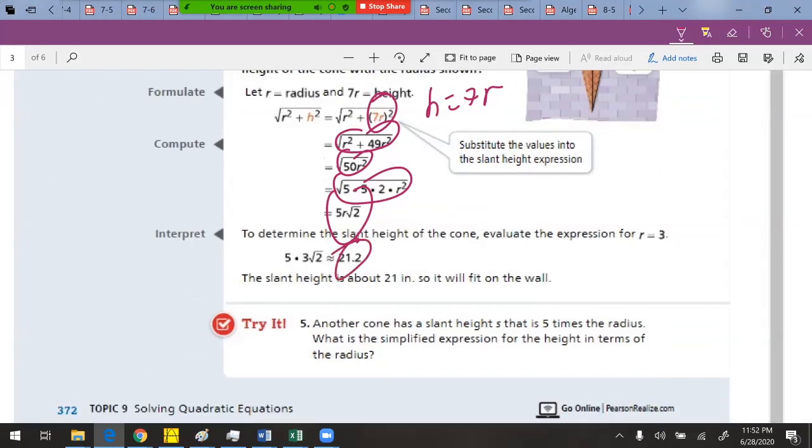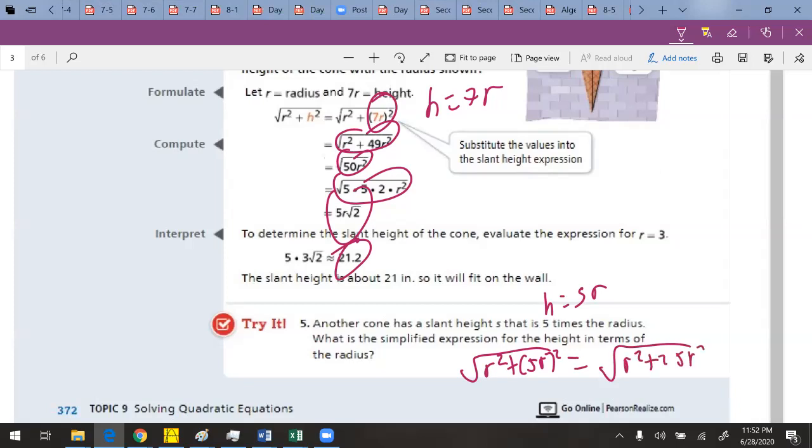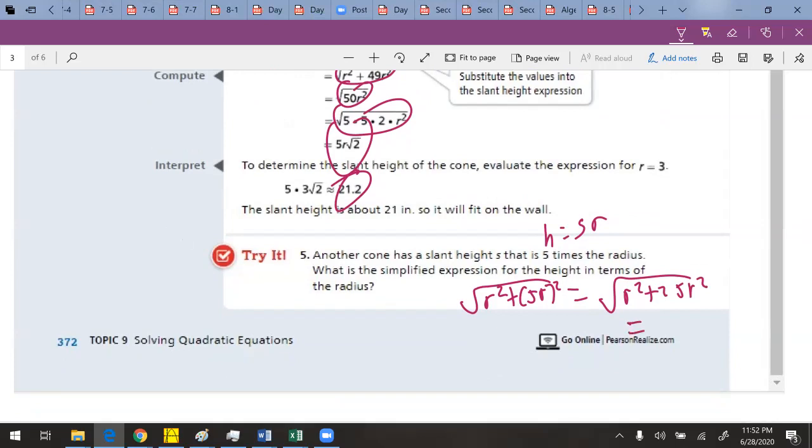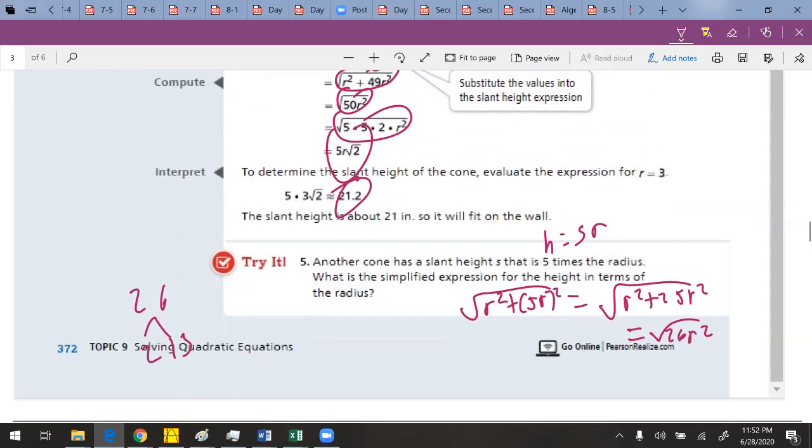Okay, another cone has a slant height that's 5 times the radius. So we can say that the height is 5r. Well, that's easy. Here we go. r squared plus 5r squared. That's going to be r squared plus 25r squared. That's going to be 26r squared. And 26 actually cannot be broken down. So now we're going to plug in 3 for r.